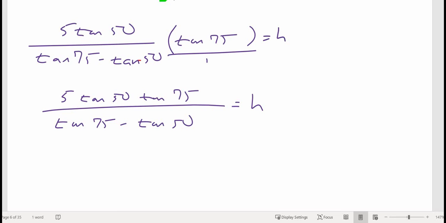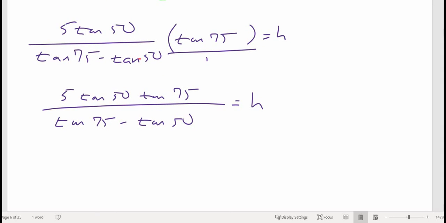Okay? So more realistically, when I'm teaching this class, I like people to answer in some sensible manner. And if I ask you how tall it is, I want to know how tall it is, not some gibberish, right? But I could go ahead and type this into the calculator. 5 times tangent of 50 times tangent of 75 divided by tangent of 75 minus tangent of 50.